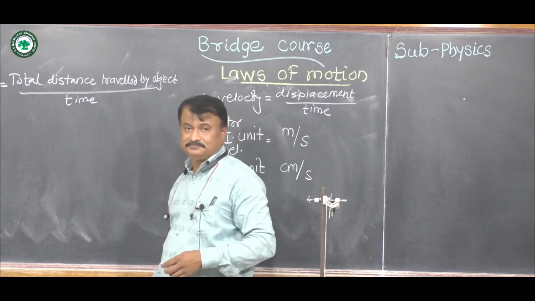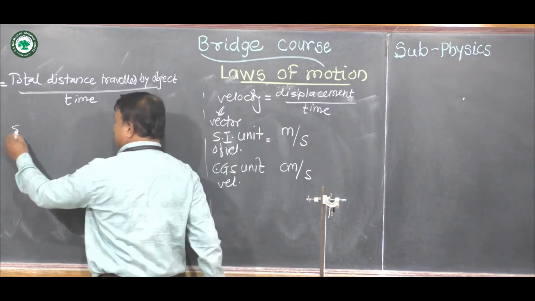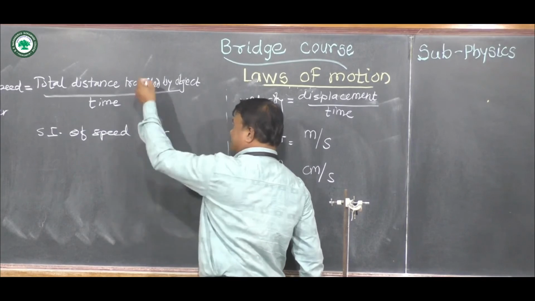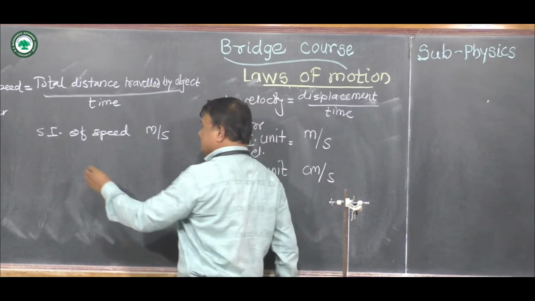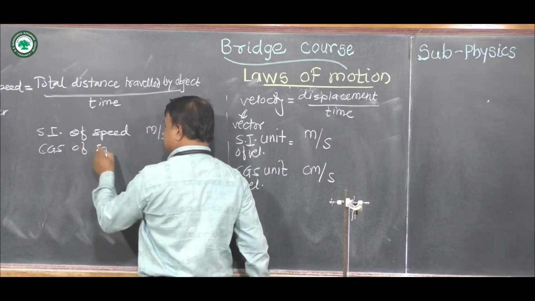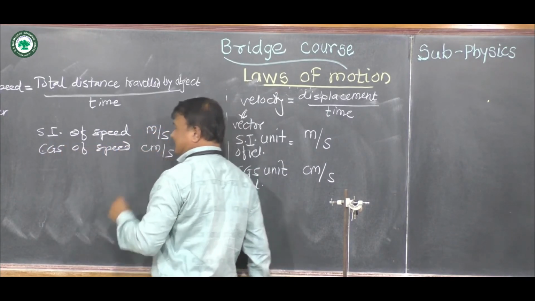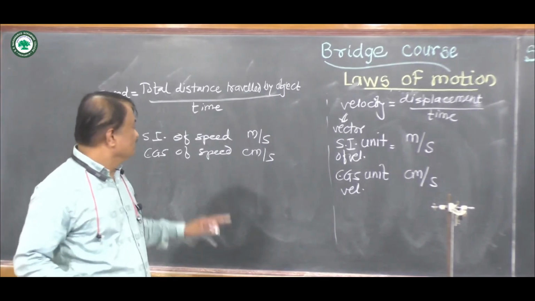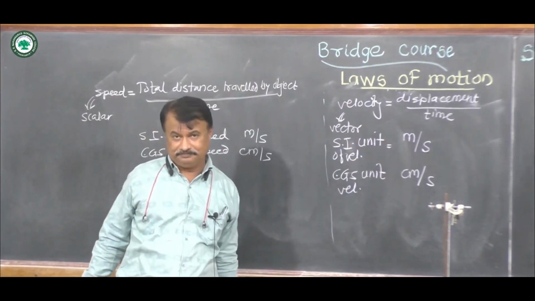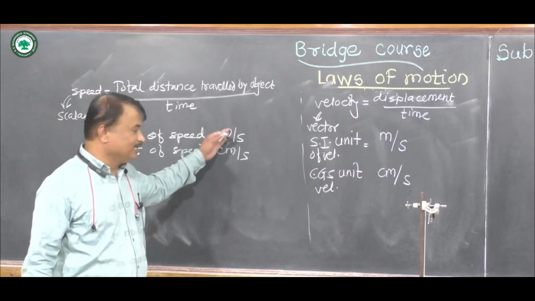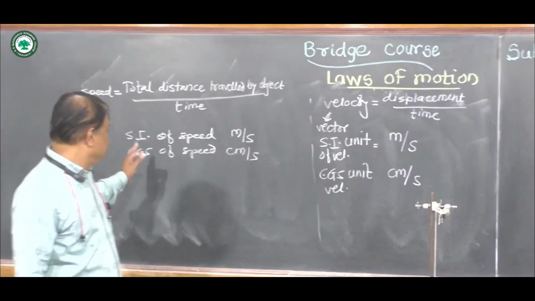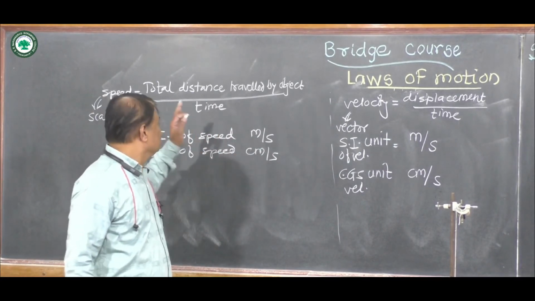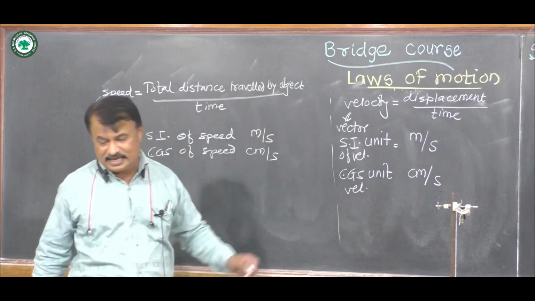Now if we consider speed, total distance upon time, the SI unit of speed is meter per second, and the CGS unit of speed is also centimeter per second. From this we can say that the units of speed and velocity are the same. SI unit is meter per second in both cases. CGS unit is centimeter per second for speed and velocity.